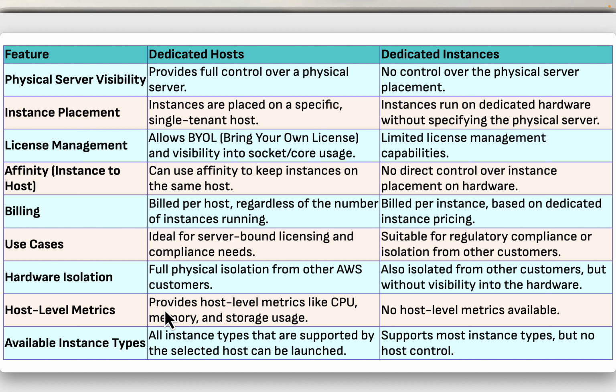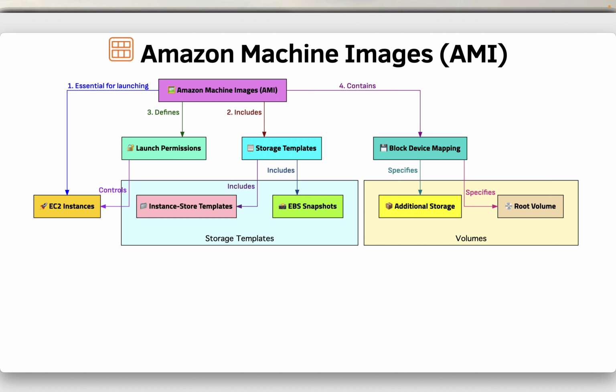This one, metrics, provides host-level metrics like CPU, memory, and storage usage. Here no host-level metrics are available. All instance types that are supported by the selected host can be launched. And dedicated instances support most instance types but with no host control. So this one is the most stringent, and you get total, absolute control, and it is the most costly also. Here you are guaranteed that all your instances will be placed on hardware, but you will not be given control of the hardware.